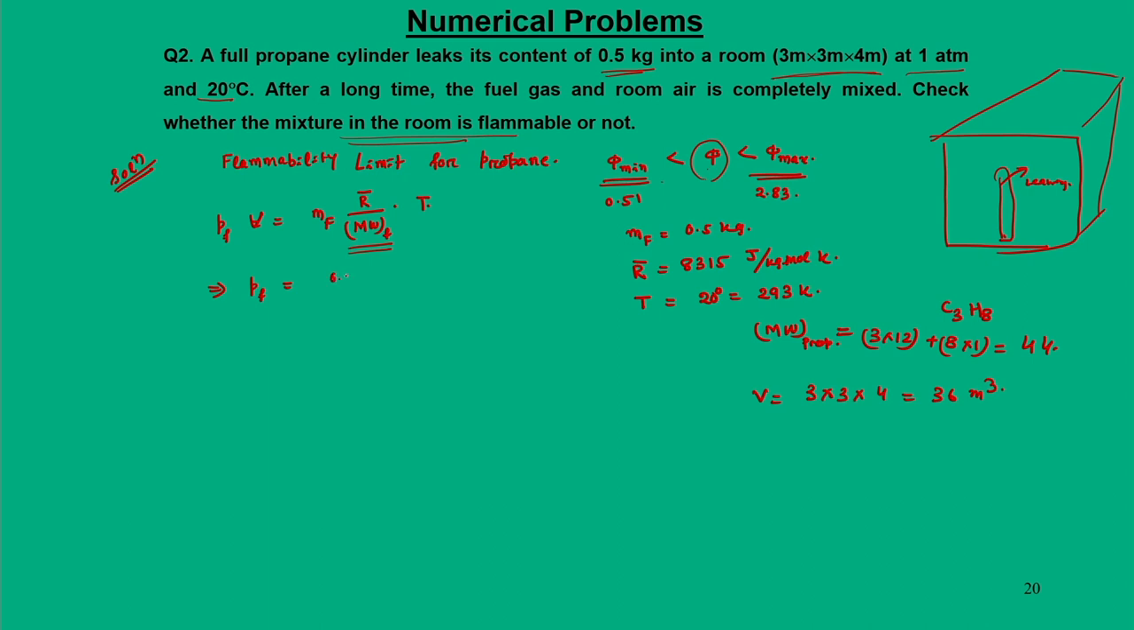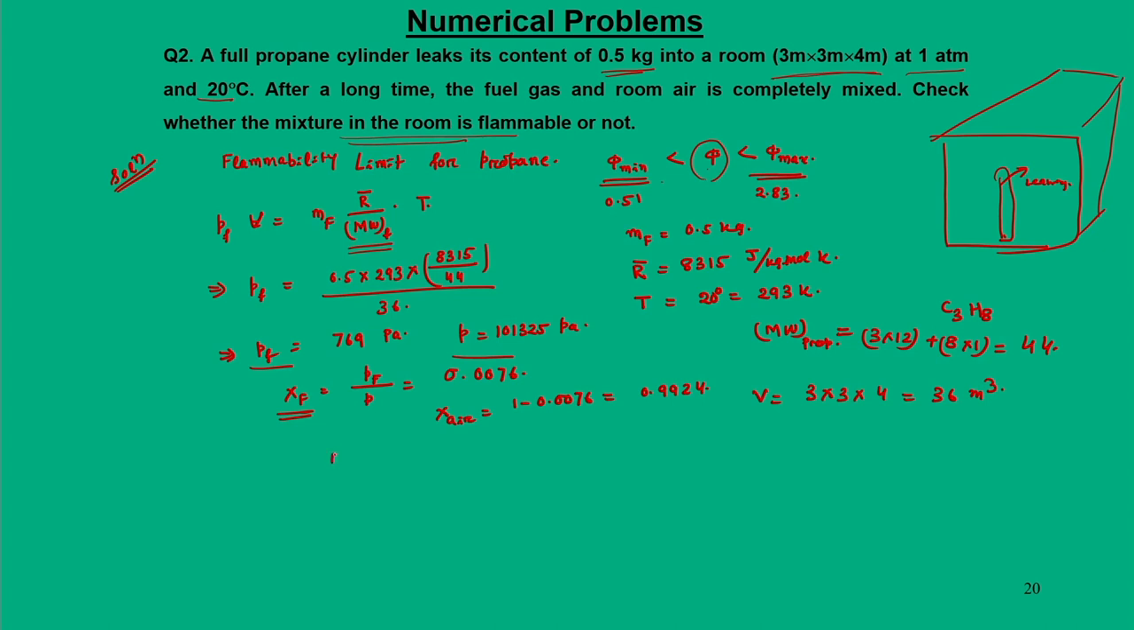So, from these expressions, now we are able to find PF. PF would be 0.5 into 293 into 8315 divided by 44, entire divided by V, 36. So, PF, this number is 769 Pascal. So, we have P as 101325 Pascal. From these two things we can find out the mole fraction, that is PF by P, and this number is 0.0076. So, mole fraction of the fuel is 0.0076, so what will be mole fraction of air? It is 1 minus 0.0076. This number is 0.9924.